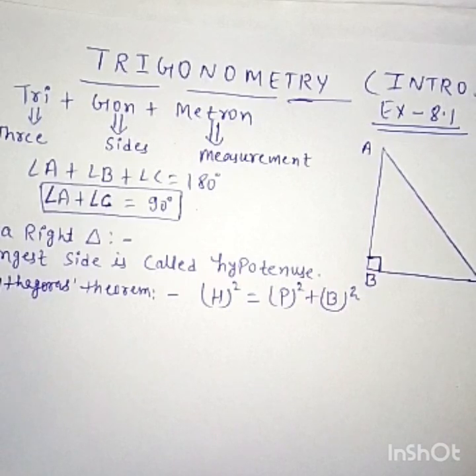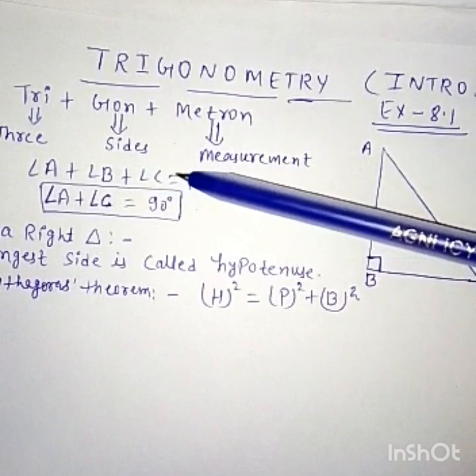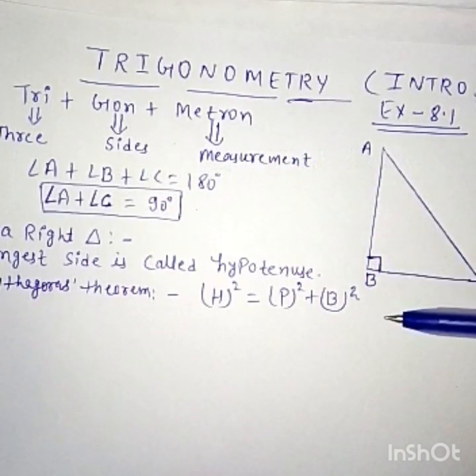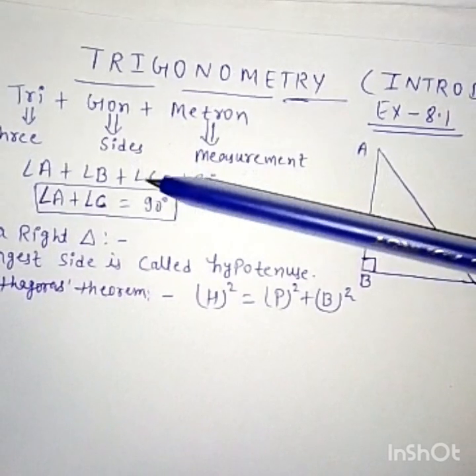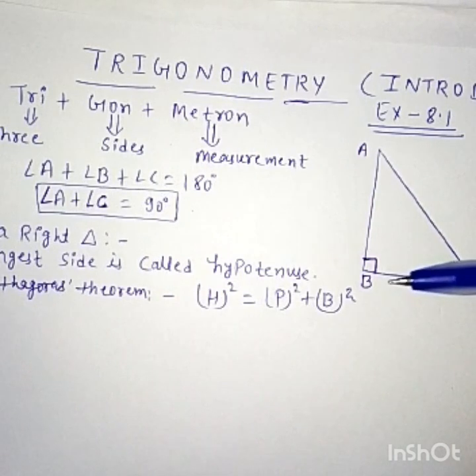We all know that the sum of all angles of a triangle is 180 degrees: angle A plus angle B plus angle C is 180 degrees. Let angle B be equal to 90 degrees, then we get angle A plus angle C is equal to 90 degrees. And in a triangle, if one angle is 90 degrees, then we can say that triangle ABC is a right angle triangle.